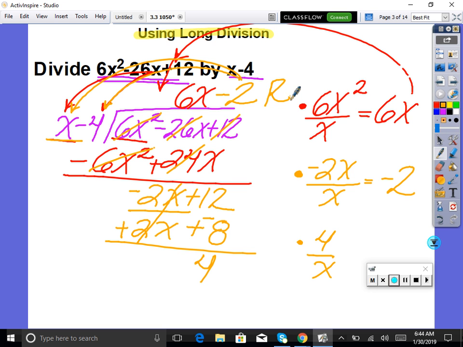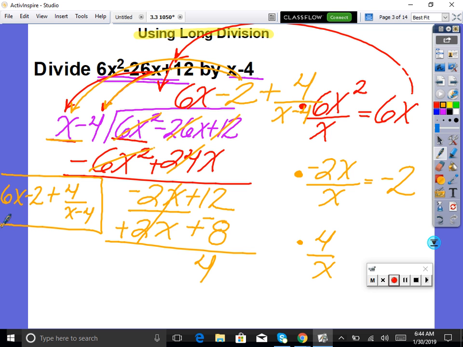Now let me explain something. Remainder 4. You can't write your answer like that. That's not an appropriate way. So this is how we write our answer. Instead of writing remainder 4, we add our remainder, just like we did in the 38 divided by 7. We got out 5, and we added 3 divided by 7. So we're going to add 4, and what did we divide by? x minus 4. So your final answer is 6x minus 2 plus 4 over x minus 4.